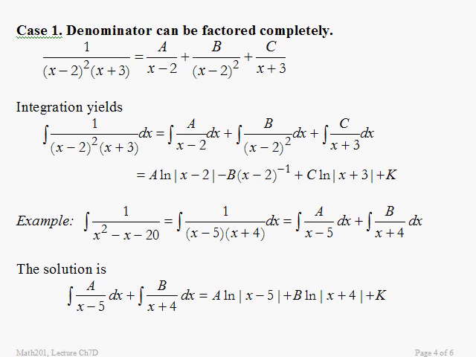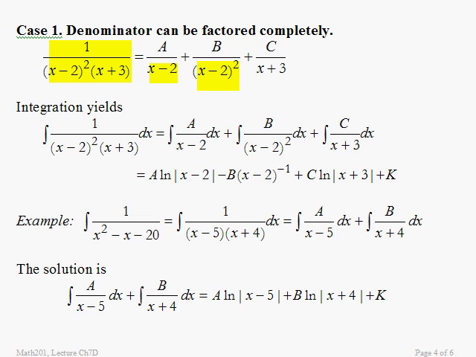Here's the case we hope either we have or we can achieve. You have a rational function. For simplicity, I'll write it as an example, 1 over x minus 2 squared times x plus 3. Now the denominator can be factored completely. You can decompose this into partial fractions. Here's the A, B, C, which are the coefficients of the partial fraction decomposition. The second term would be B over x minus 2 squared, because you've got the square in the original denominator, and then the last term is C over x plus 3.